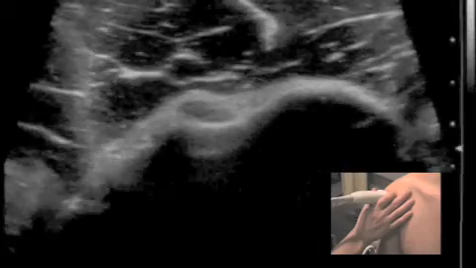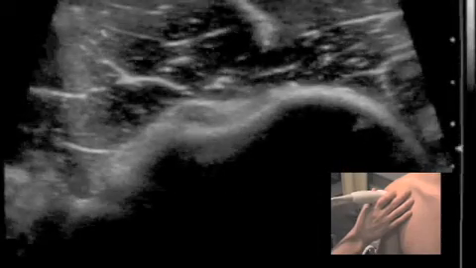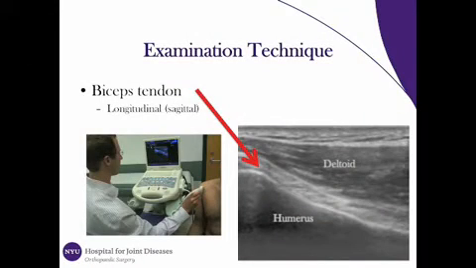The image obtained should clearly show the biceps tendon sitting directly between the greater and lesser tuberosities. The biceps tendon is also imaged in the longitudinal plane. This is performed by simply a 90-degree rotation of the examiner's probe as seen in the picture on the left. This produces a longitudinal image of the biceps tendon. The biceps tendon, as demarcated by the red arrow, sits clearly between the humerus and the deltoid muscle.